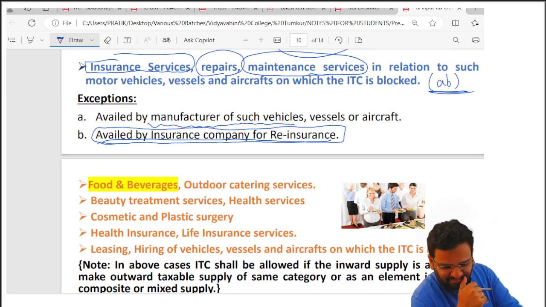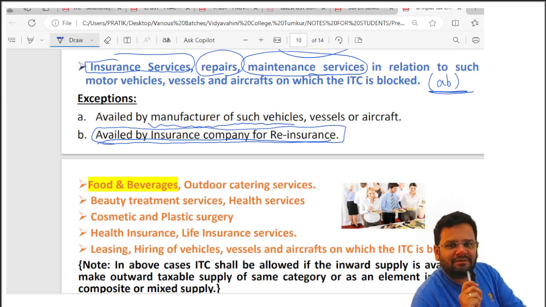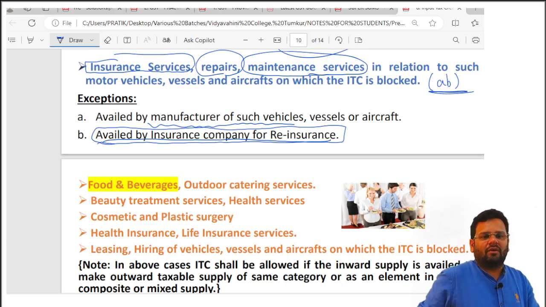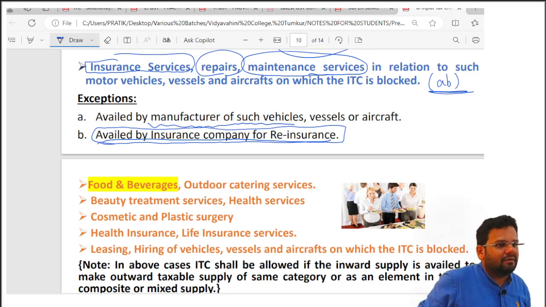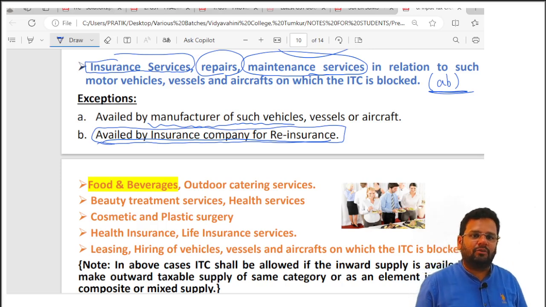Second example, repairs and maintenance done by Indigo Airlines on one of their aircraft which is used for flying passengers. Allowed. Very good. Give a hyphen, write down ITC shall be allowed.